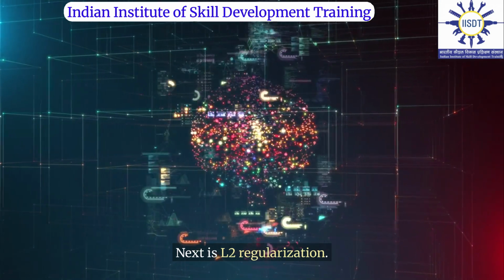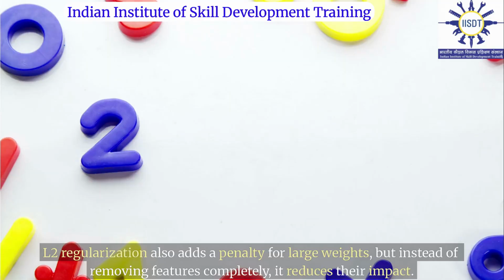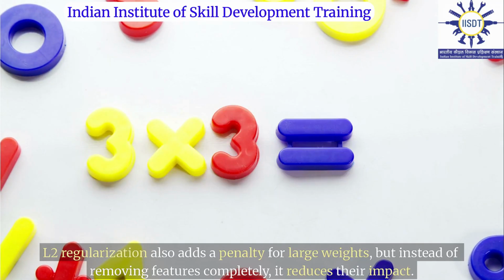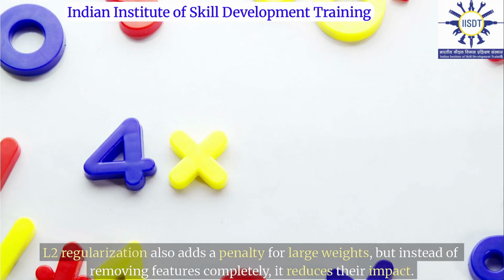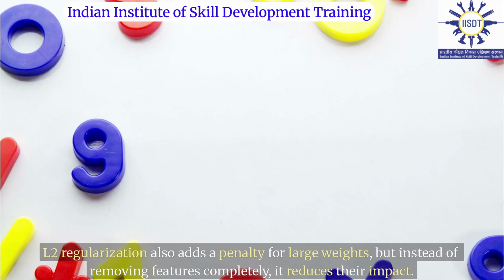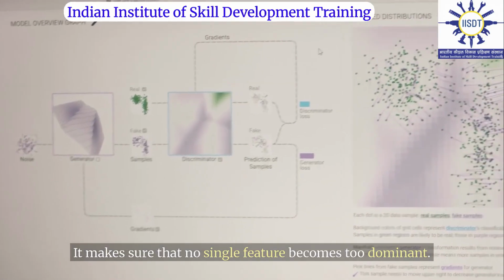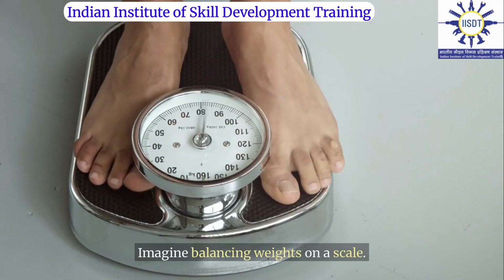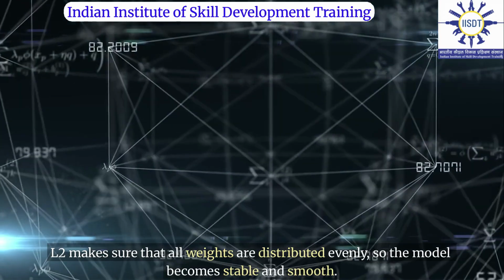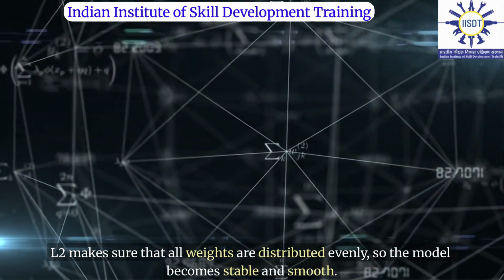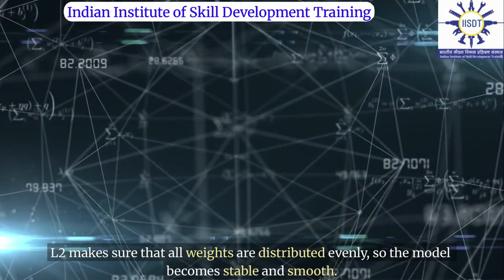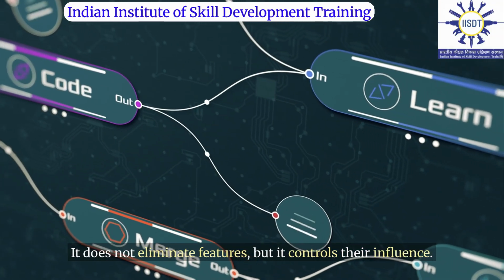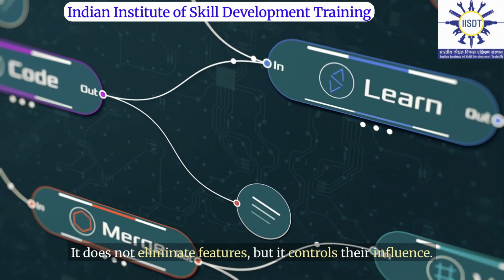Next is L2 regularization. L2 regularization also adds a penalty for large weights, but instead of removing features completely, it reduces their impact. It makes sure that no single feature becomes too dominant. Imagine balancing weights on a scale. L2 makes sure that all weights are distributed evenly, so the model becomes stable and smooth. It does not eliminate features, but it controls their influence.